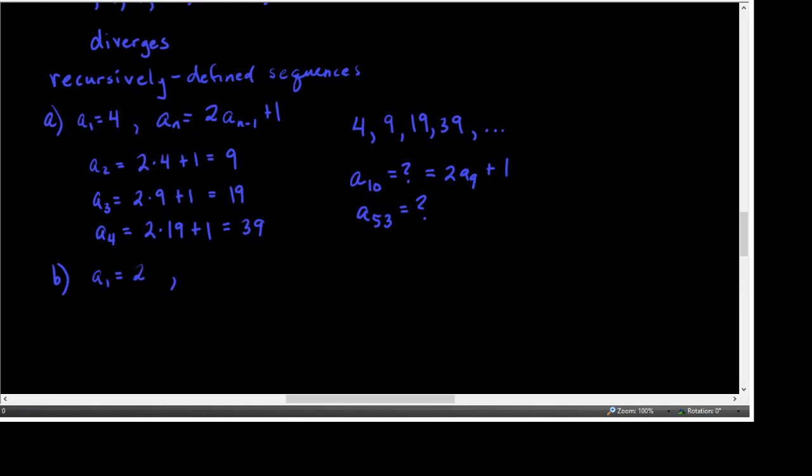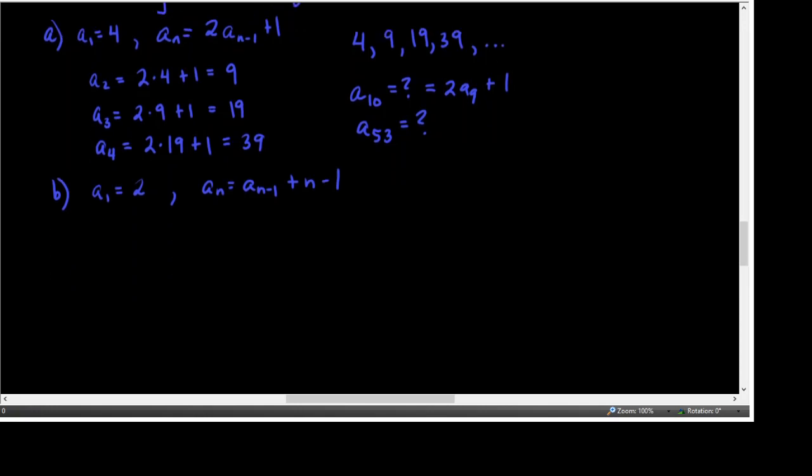Anyway, if the first term is 2 and the next term is the prior term, a sub n minus 1, plus n minus 1, this one uses n as well, and that's okay in a recursion formula to use n. The last one didn't, but notice it does. The hallmark of this is that it uses a prior term, and so that's how you'll have to do this. So a sub 2, that's going to be a sub 1, which is the last answer, plus n, which is 2 in this one, minus 1, that's 3.